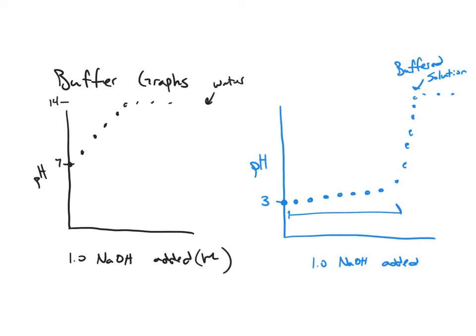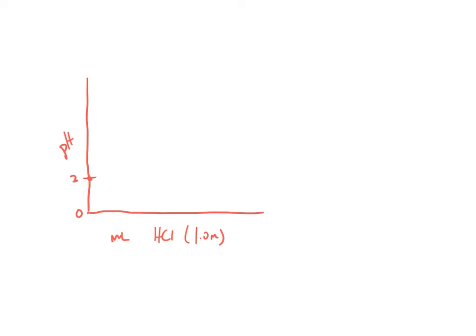Compare these two graphs. This one starts out at neutral and blasts up to 14 immediately, whereas this one kind of hangs out, increases a little bit, and then eventually shoots up. And that's what a buffer will do. It resists the change of pH compared to just water. It will resist the change of pH until it's broken, until the capacity has been reached, and then it shoots up.